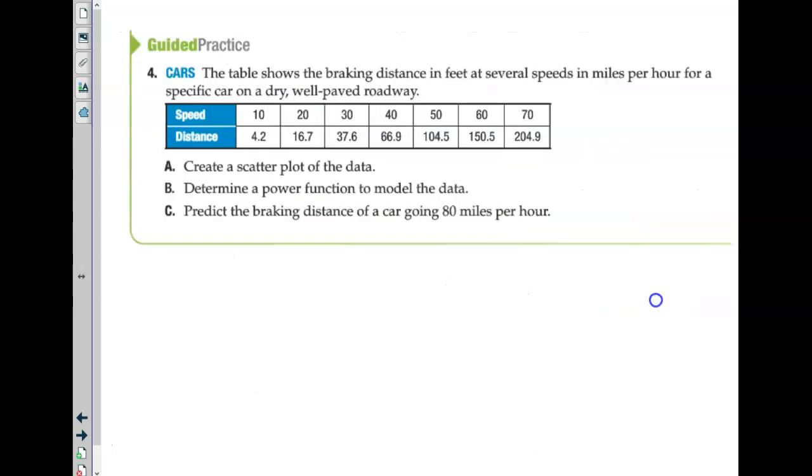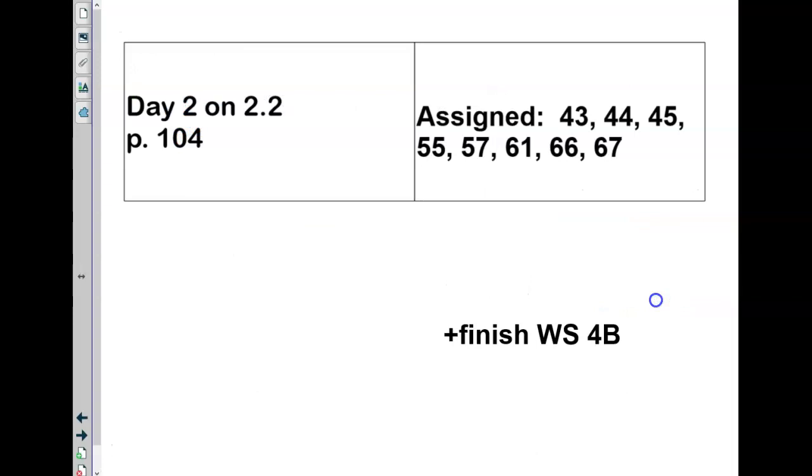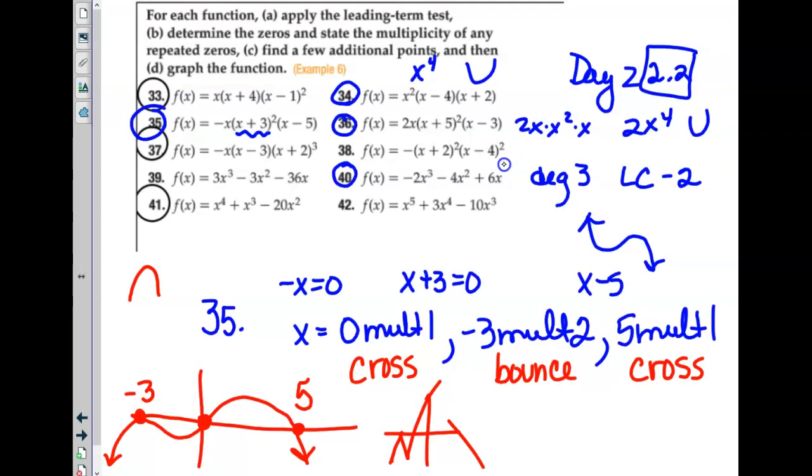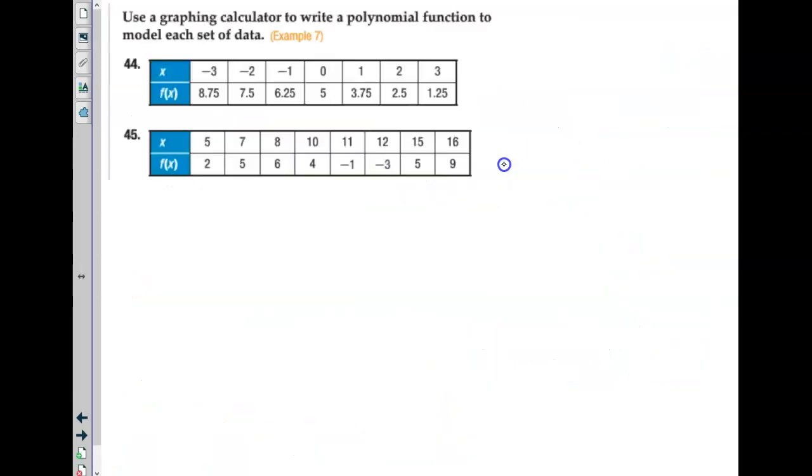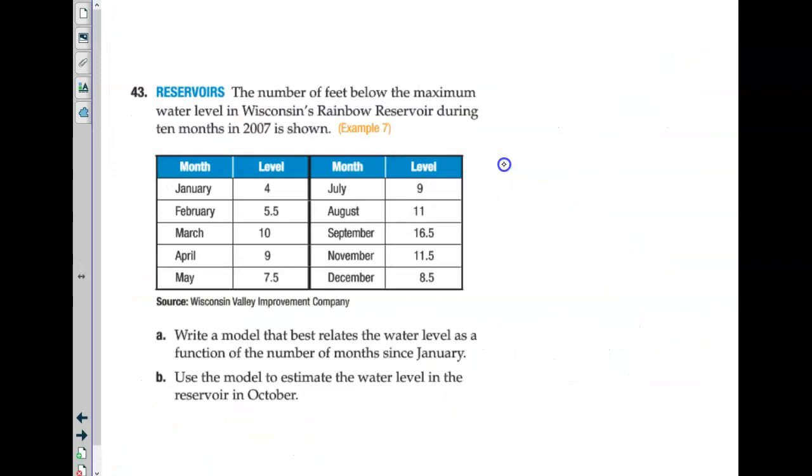All right. So your assignment tonight, these 3 are regression equations to find. And then the rest of this is some review of concepts we did yesterday, okay? These are the homework questions.